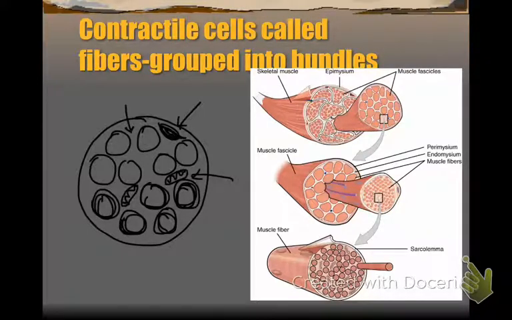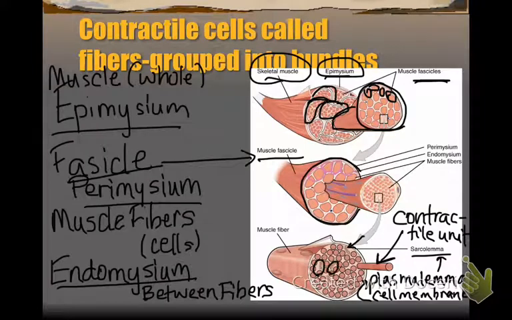Got it? Hey, what's the name of the cell membrane on a muscle cell? Sarcolemma. Sarcolemma. It's on there. Okay? Sarcolemma.